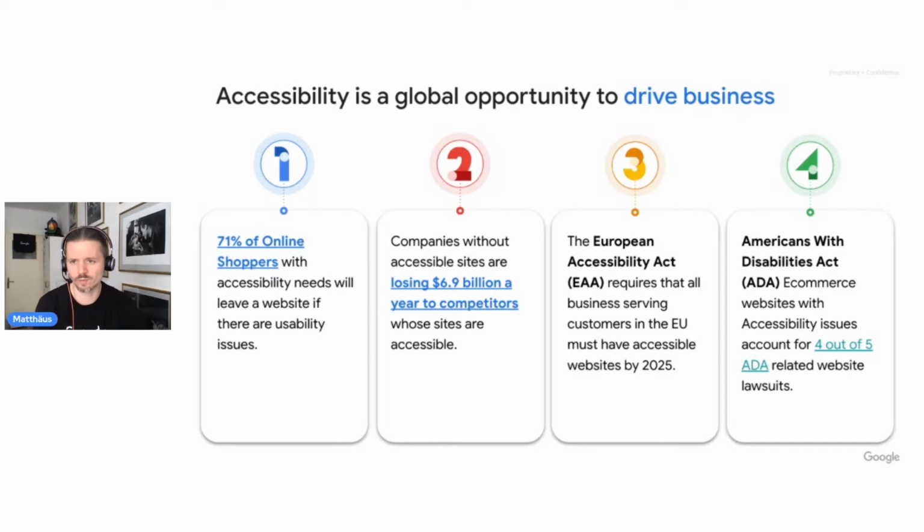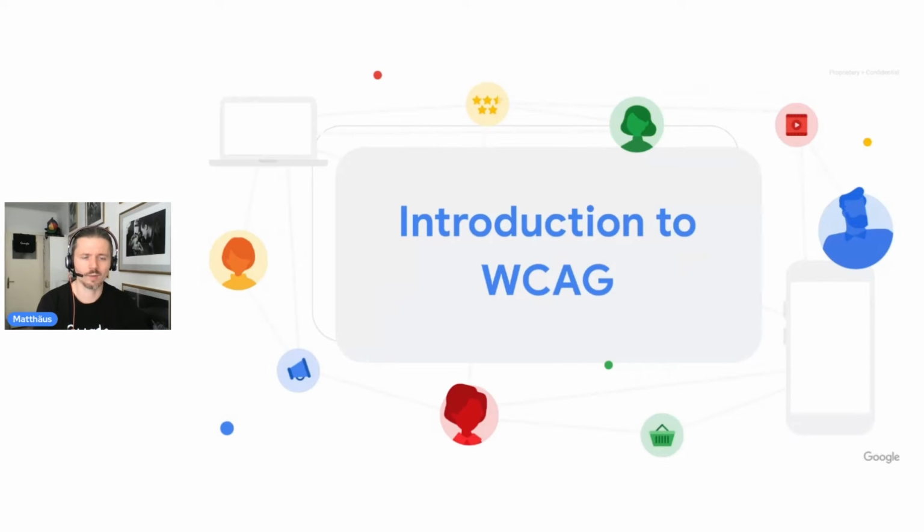And also, like point 4, you can see that e-commerce websites with accessibility issues account for 4 of 5 Americans with Disabilities Act related website lawsuits, which is a high number. So it's really important to start acting now and to be sure that a web page meets accessibility requirements. I would like to show you now what kind of requirements we're talking about. So let's have a look at WCAG now.